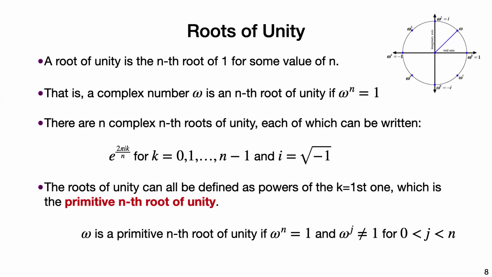The points on the unit circle include 1, -1, i, and -i. The points that are opposite on the circle are negatives of each other. So 1, -1, i, -i, and here there are 8 points, so n would be equal to 8.